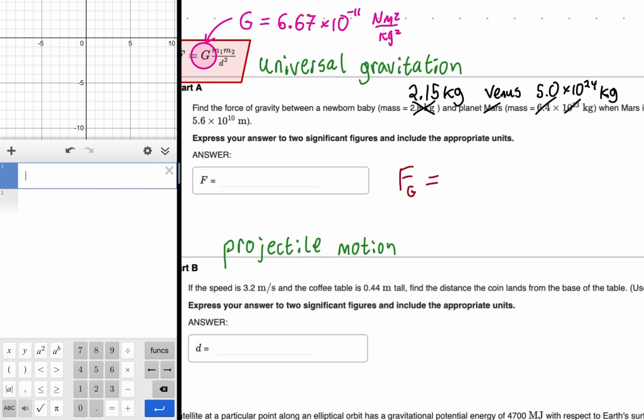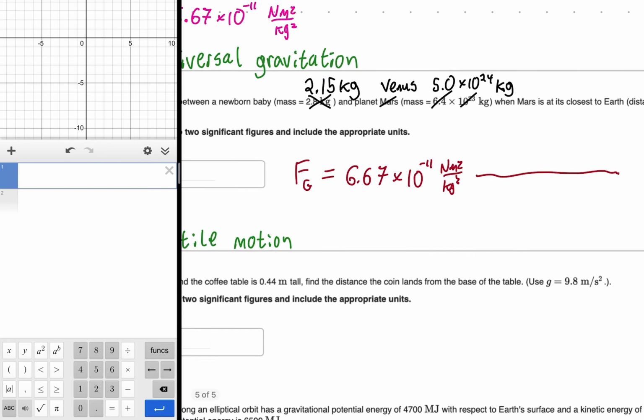All right, so let's plug our numbers in. 6.67, okay, so this is for big G, times 10 to the negative 11 in square meters over square kilograms. All right, and then you can see that in the numerator, we have the product of the masses. So we'd have the newborn mass. By the way, what we're doing here is we're finding the gravitational tug on the baby from Mars.